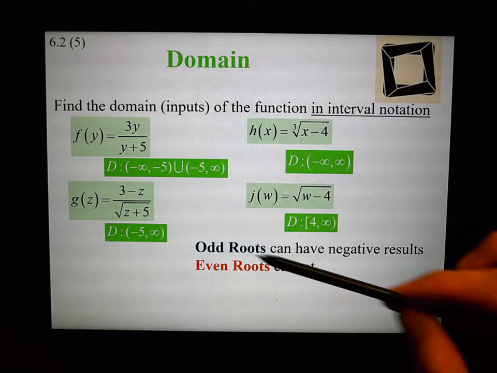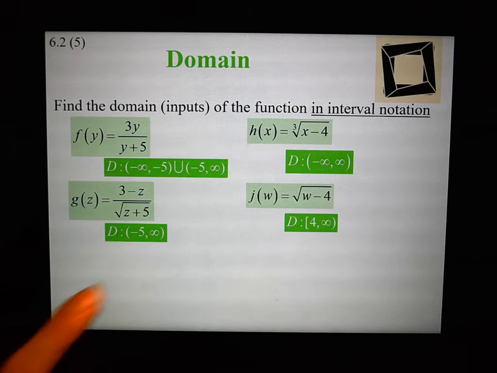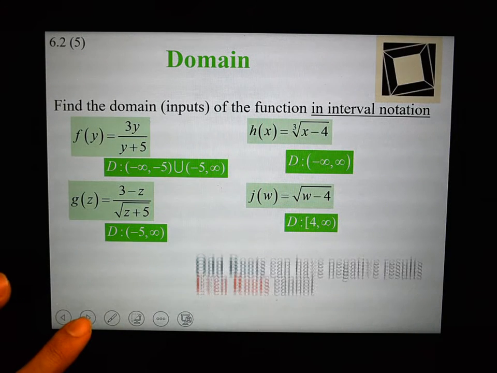So for your information in your notes, I have odd roots can have negative results, even roots cannot. It's there in case you need it.